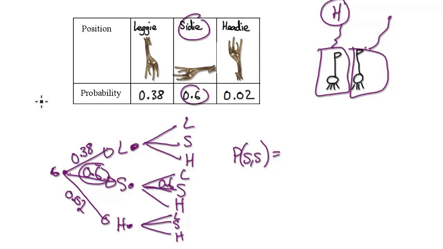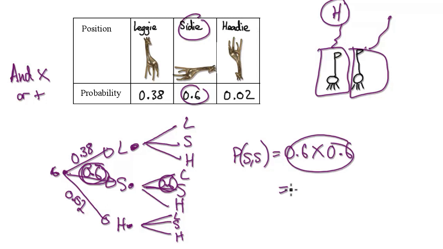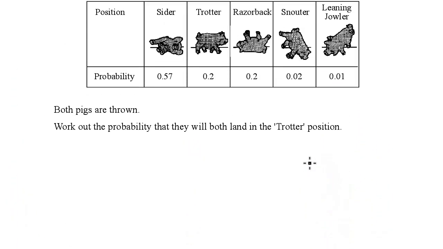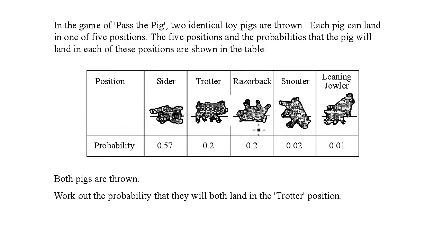Remember, when it comes to probability, if it's and, you times; if it's or, you add. Well, I need side E and side E, so I need to times. So it would be 0.6 times 0.6. So this is my probability. Jump to a calculator and work this out, or do it by hand. But the point here is that if you're trying to work out the probability if they both land on a trotter, draw a map of all the things that could happen.